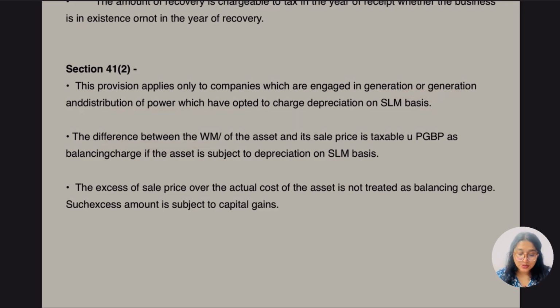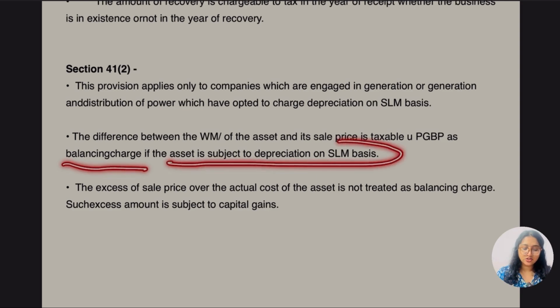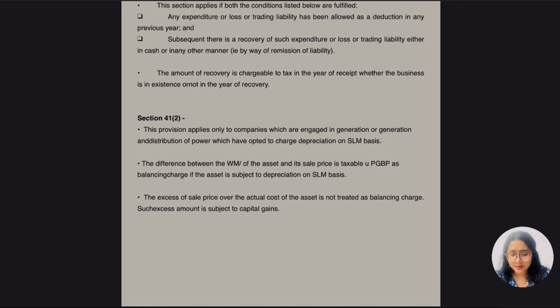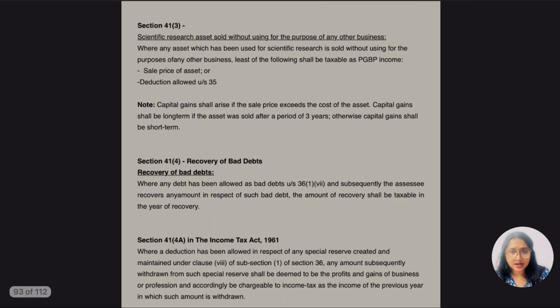The difference between WDV of the asset and sale price is going to be taxed under PGBP. We know this, as a balancing charge, if such asset is subject to depreciation on SLM basis. The excess of sale over the actual cost of the asset is not treated as balancing charge. Such excess amount is subject to capital gain. These things we have already covered, that is discussed here. Okay? So you will not be confused because this is easy and we already covered them.